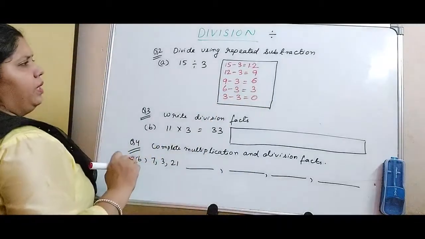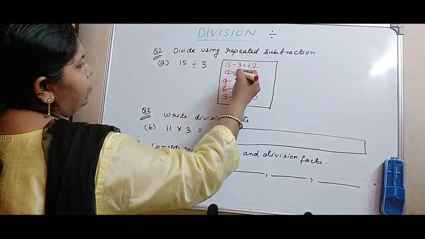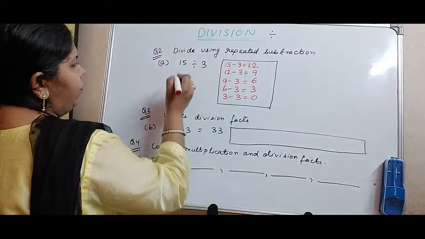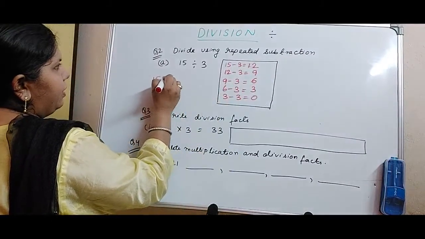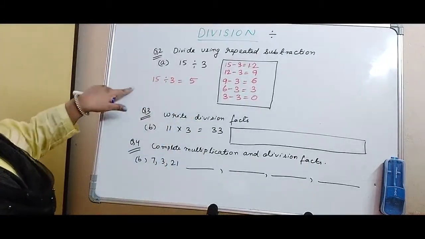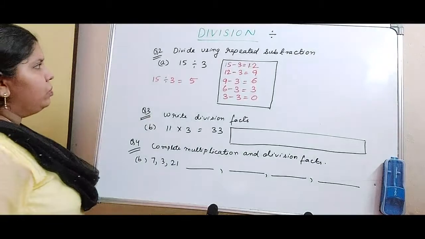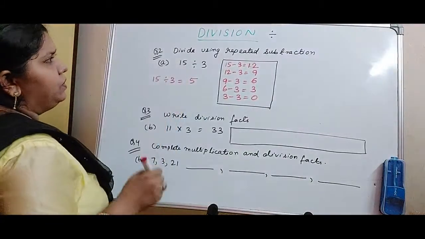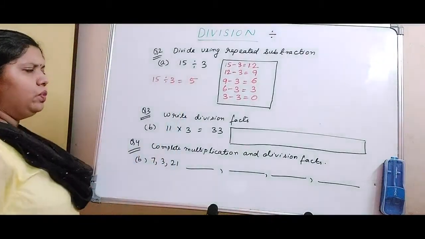So in total, how many times have you done the subtraction? 1, 2, 3, 4, 5. So we say that 15 divided by 3 is equal to 5. This is the final answer. Similarly, you can do the other parts of question number 2. Coming on to question number 3.